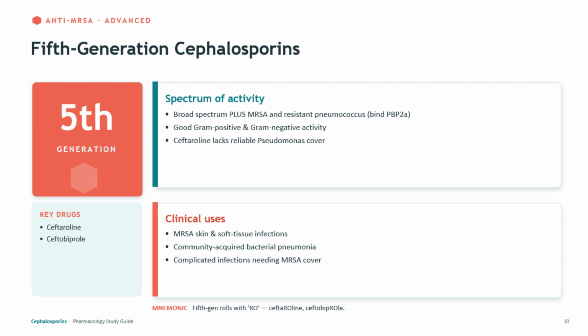Clinically, they're used for MRSA skin and soft tissue infections, for community-acquired bacterial pneumonia, and for complicated infections that need MRSA coverage. Your mnemonic: the 5th generation rolls with RO, ceftaroline, ceftobiprole.